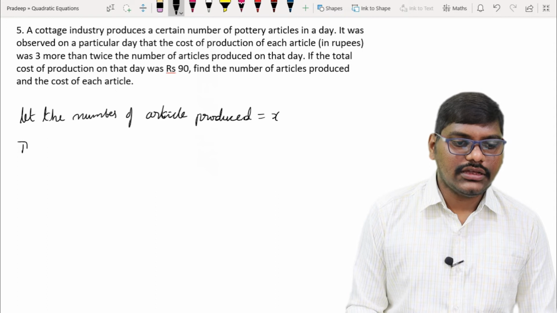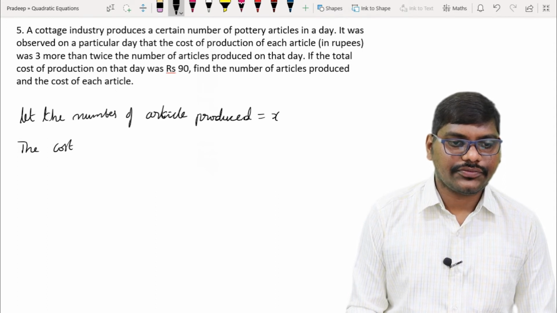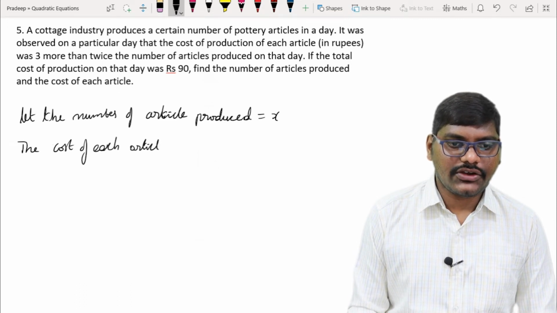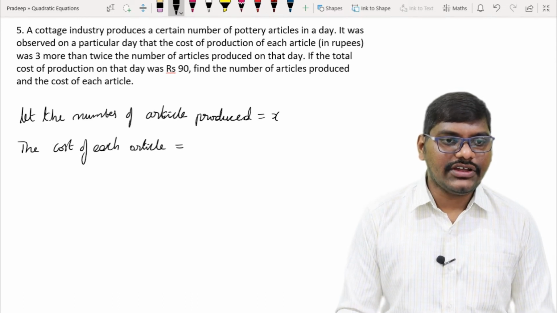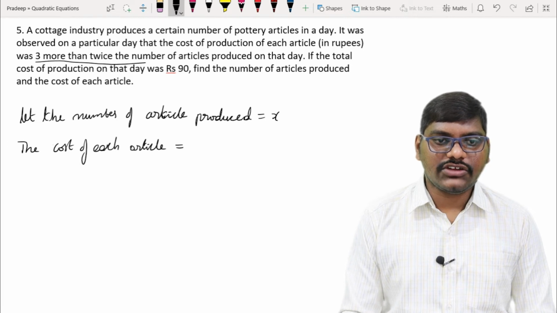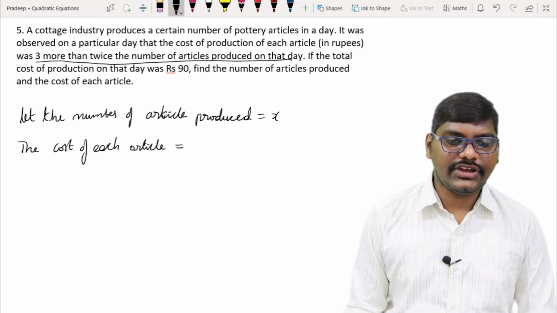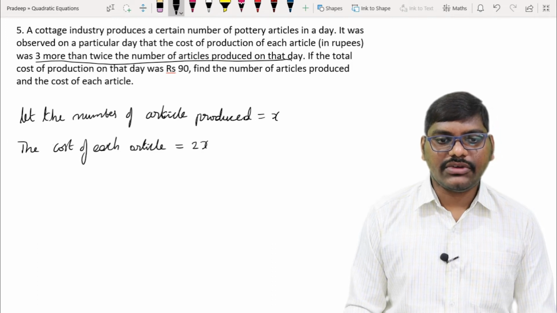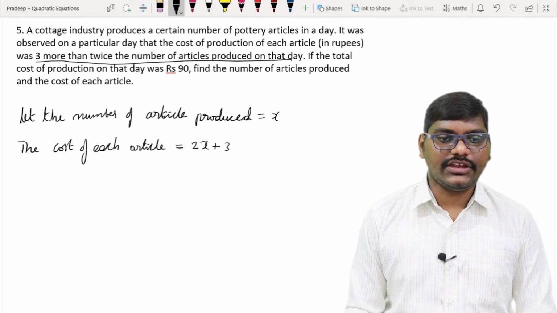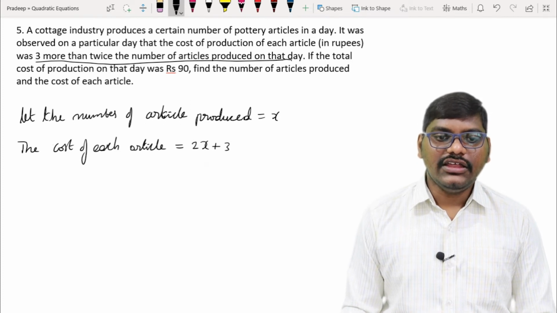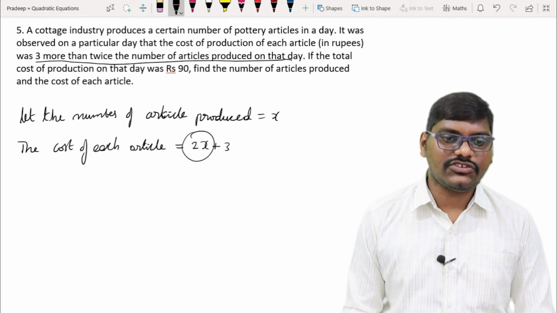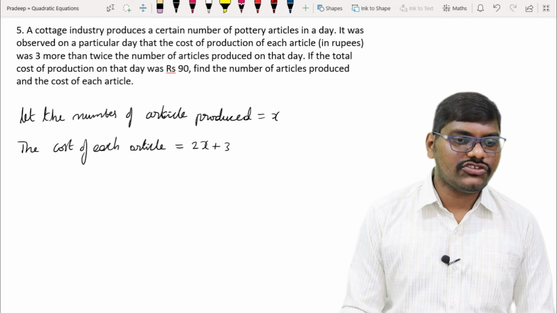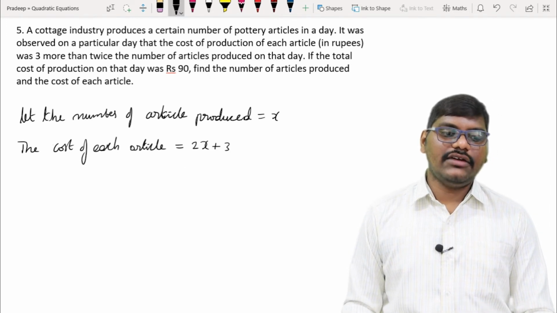The cost of each article, I can write as what they said here. The cost of each article was 3 more than twice the number of articles produced on that day. Twice the number means 2x, and 3 more than means plus 3. So this is the cost of each article: 2x plus 3. The number of articles is x, twice the number is 2x, and plus 3.